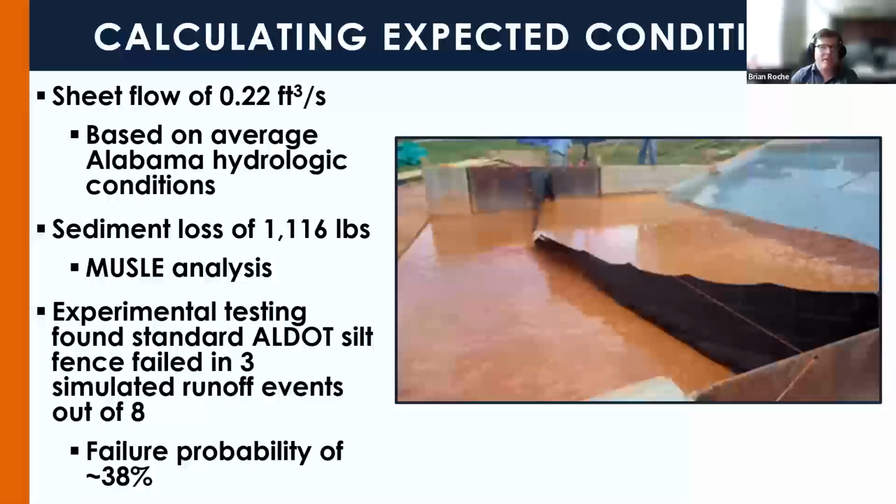So from there, the next step would be calculating the expected conditions, which are the conditions used in testing, based on average Alabama conditions, both soil and hydrologic. That experimental testing under that 2-year 24-hour storm event found that the installation failed in 3 of those simulated runoff events out of 8, indicating an estimated failure probability of about 38%.